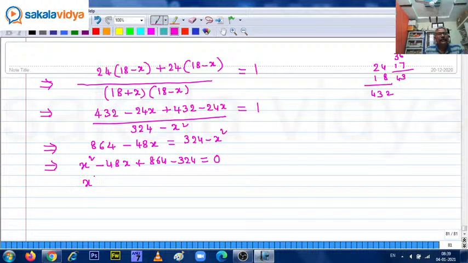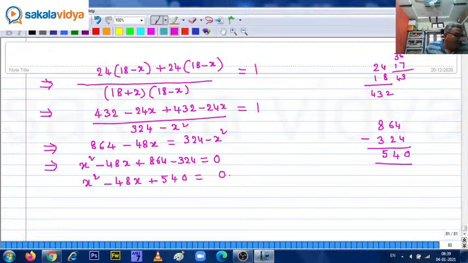So this can be written x square minus 48x, 864 minus 324. So how much will you be getting? 540 you will be getting. So plus 540 equals to 0 you will be getting. Right, once again you will check it. 432, right.